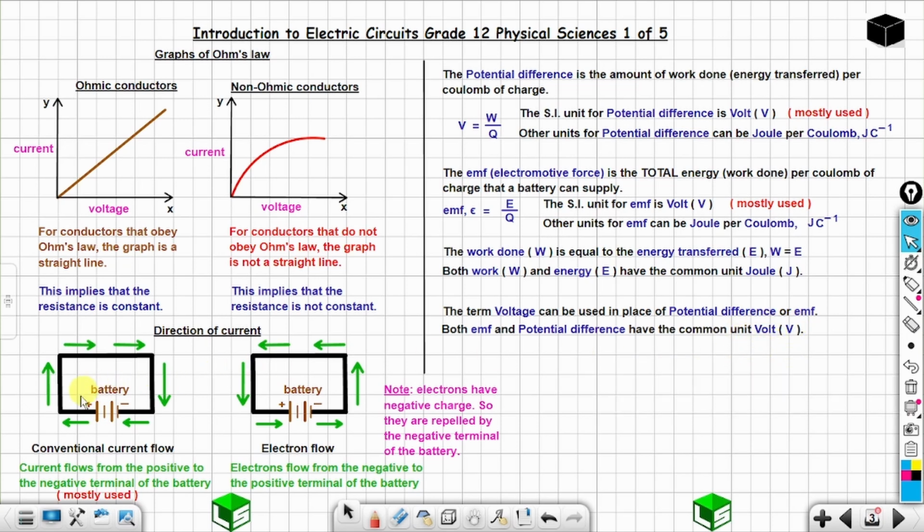Let me show you this about the battery. So what you have to know about the battery.